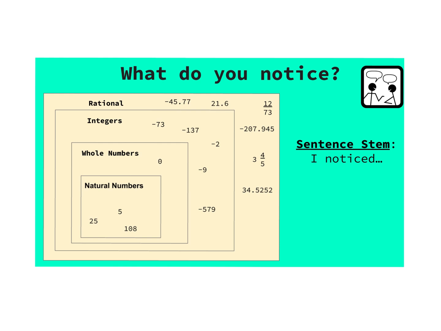So now this is the same Venn diagram, only this time it has different classes of numbers, like our natural numbers and whole numbers, integers and rational. What do you notice about these numbers in each of the groups? So if we start with the natural numbers, which is the most specific of all the groups, we have 5, we have 25, and 108. Notice these are all positive numbers.